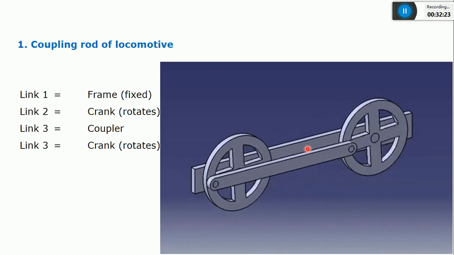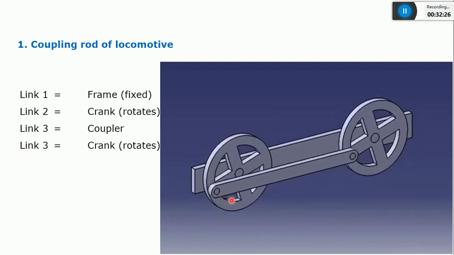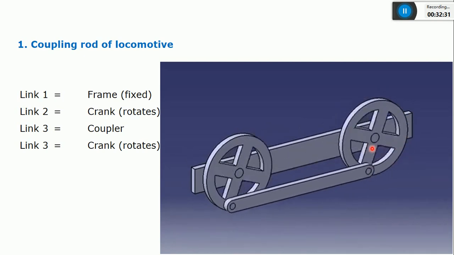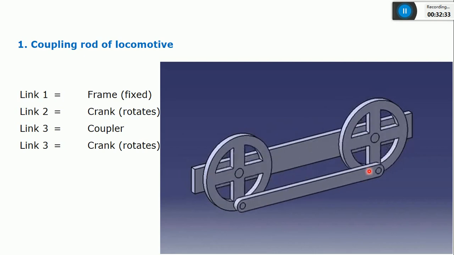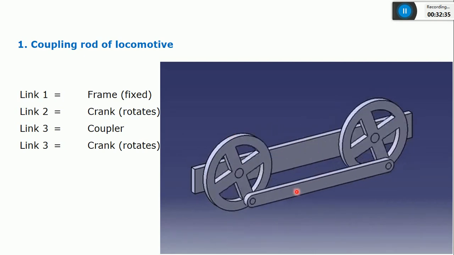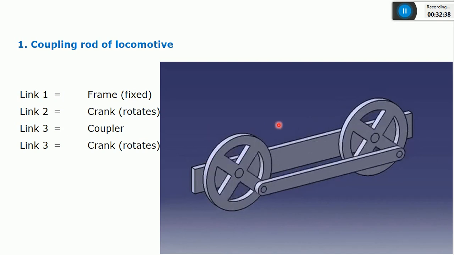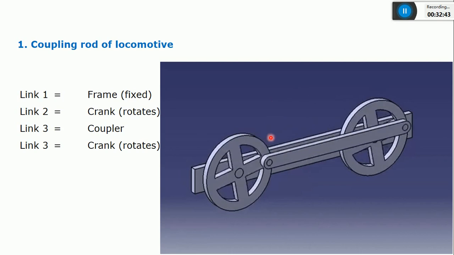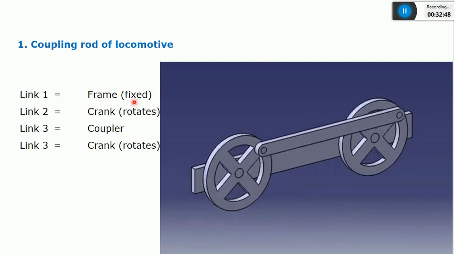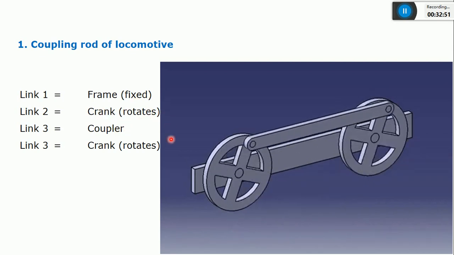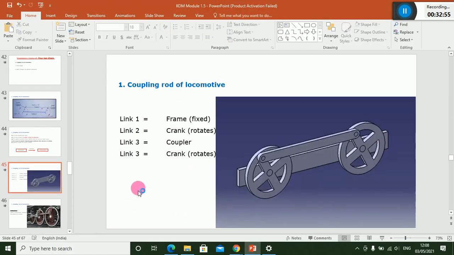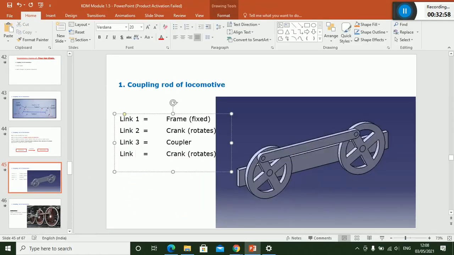The frame is the first link. The left side wheel is one more link. The right side wheel is one more link, and you connect wheel 1 and wheel 2 with the last link, that is nothing but a coupler. You couple both the wheels, so its name is coupler or connecting rod, both are the same. In the bracket just mention the type of motion. The frame is fixed, the crank is rotating, the coupler is oscillating, and the other crank is also rotating. Please mark this as link 4. You can give any namings.